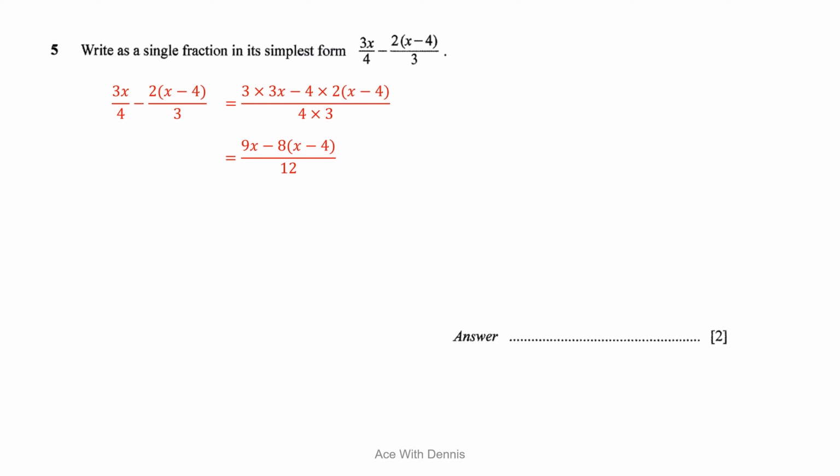So next, we just expand and simplify. We get 9x minus 8 bracket x minus 4 over 12, or 9x minus 8x plus 32 over 12, which is x plus 32 over 12. Hence, x plus 32 over 12 is the answer.